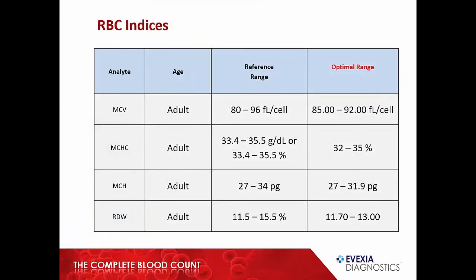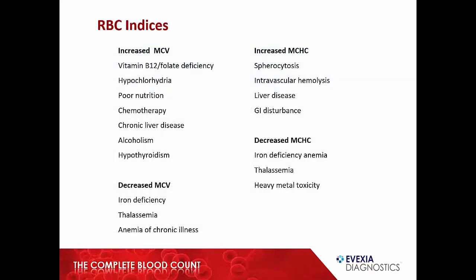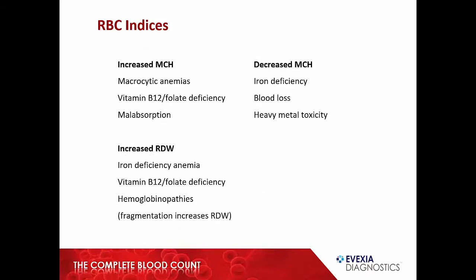So on this slide is outlined the reference range and optimal ranges for the MCV, MCHC, MCH, and RDW for your review. So on this slide and the next slide are conditions that increase the indices. So in this slide you see an increase in MCV, conditions that would cause that. Below are conditions that will decrease the MCV value. Over to the right are conditions that will increase the MCHC and conditions that will decrease the MCHC. On this slide are conditions that will increase the MCH and decrease the MCH, and conditions that will increase the red blood cell distribution width.